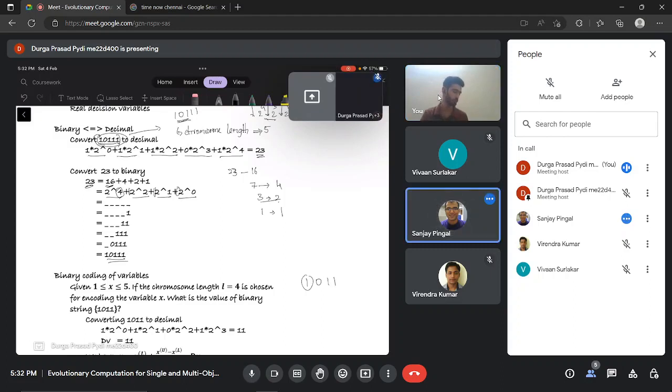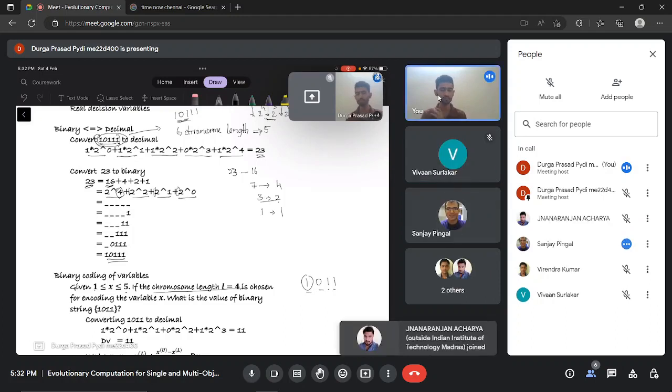Okay. But I have told you the chromosomal length is 4. So I have to use 4 bits continuously. Okay, the bound is 1 to 5, which means total 5. Bound 1 to 5 is essentially the original variable, your decision variable. Your decision variable can vary between 1 to 5.